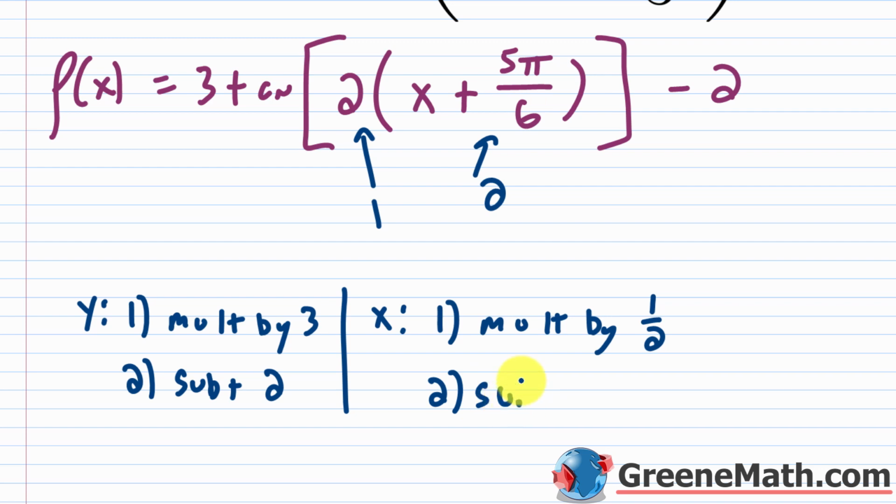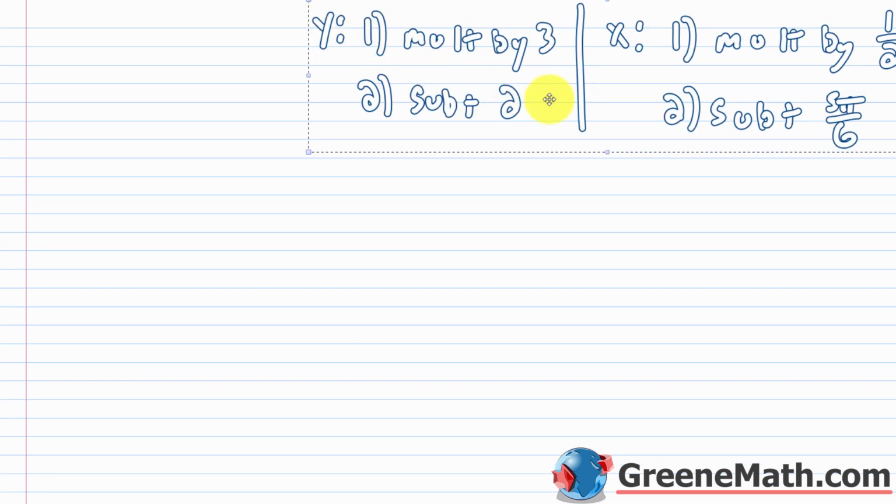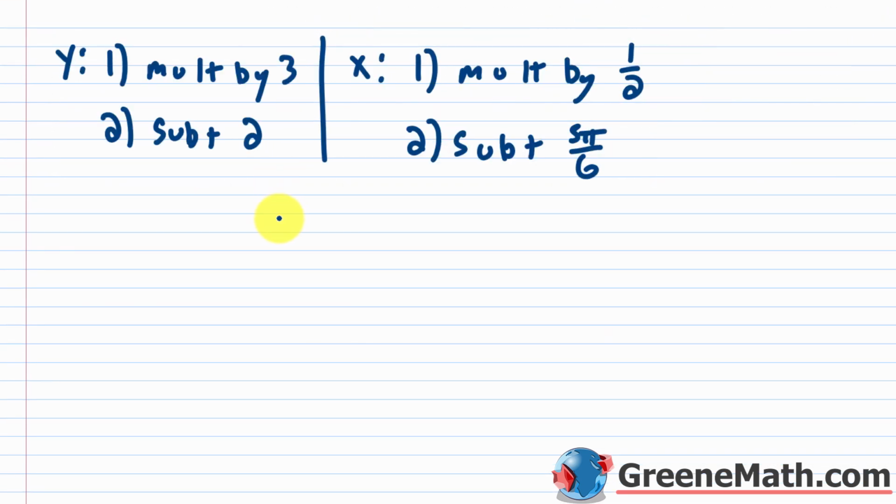Let me put this in better here. Subtract 5 pi over 6. Always the opposite on the inside. It's the opposite order and everything needs to be undone. So just remember that. Okay, let me paste this in here and let me just start with the asymptotes. So you have your x equals negative pi over 2. And again, you just follow this. So you're going to multiply by half. So for the first part, you would say negative pi over 2 times 1/2.